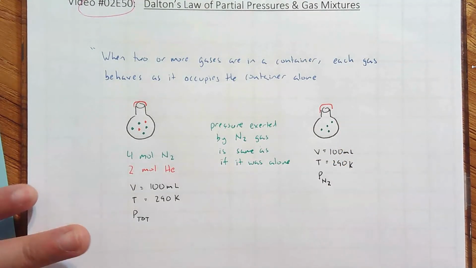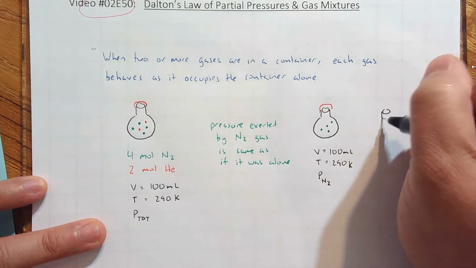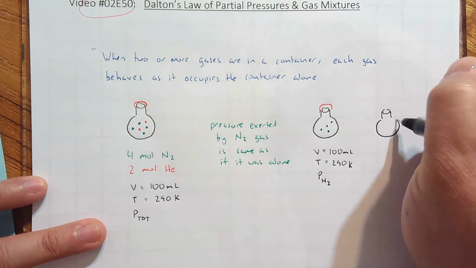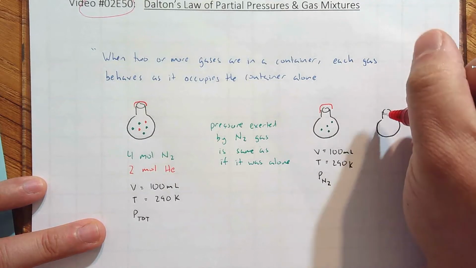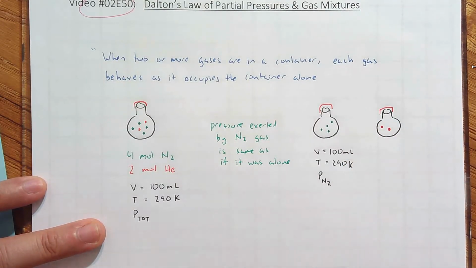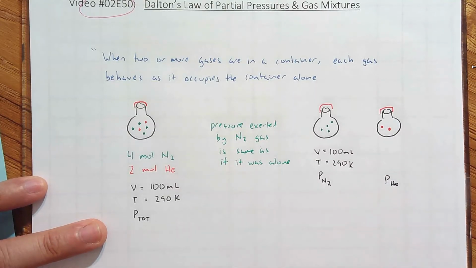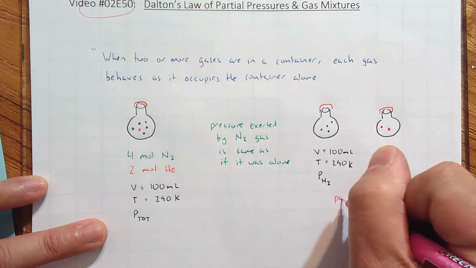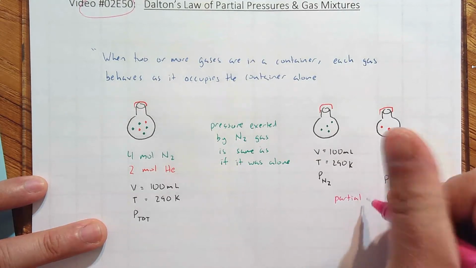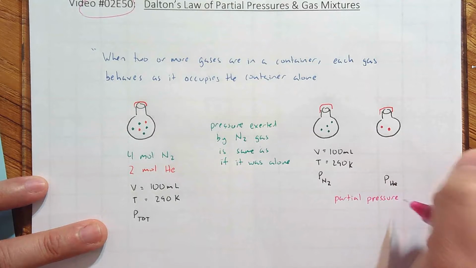And we could do the same thing for the helium. I'm not going to draw out all the data, but let me just draw the helium, 1, 2, and we can get the pressure exerted by the helium. These are called partial pressures of each individual gas: partial pressure of nitrogen and partial pressure of helium.